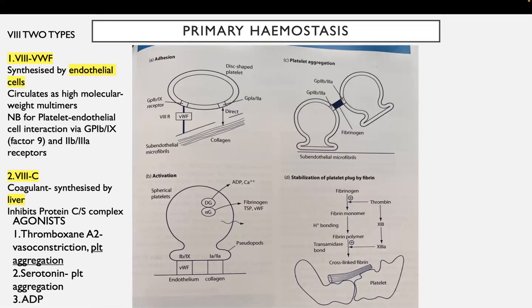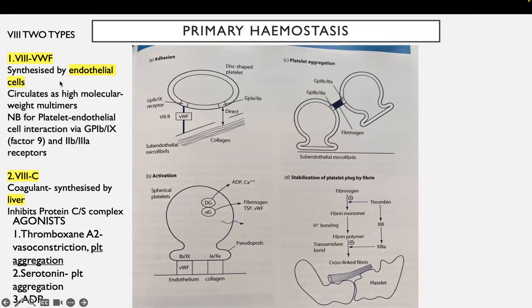But you need something to really strengthen those bonds. And to get that, you have to activate your factor 13. And that strengthens those hydrogen bonds to transamidase bonds that form fibrin polymers. And that's how you're able to get a strong form of your platelet plug with your cross-linked fibrinogen.